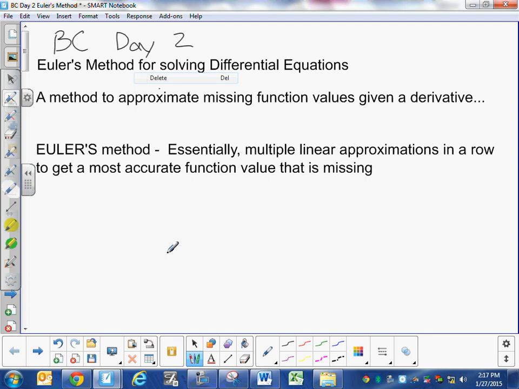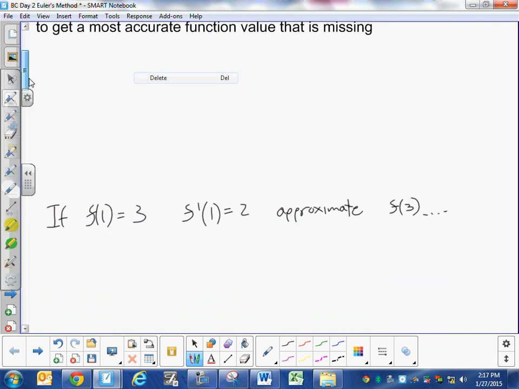And Euler's method is essentially just a bunch of linear approximations in a row. And you guys know how to do linear approximations. It was in unit 6. So let's see what I mean by that.